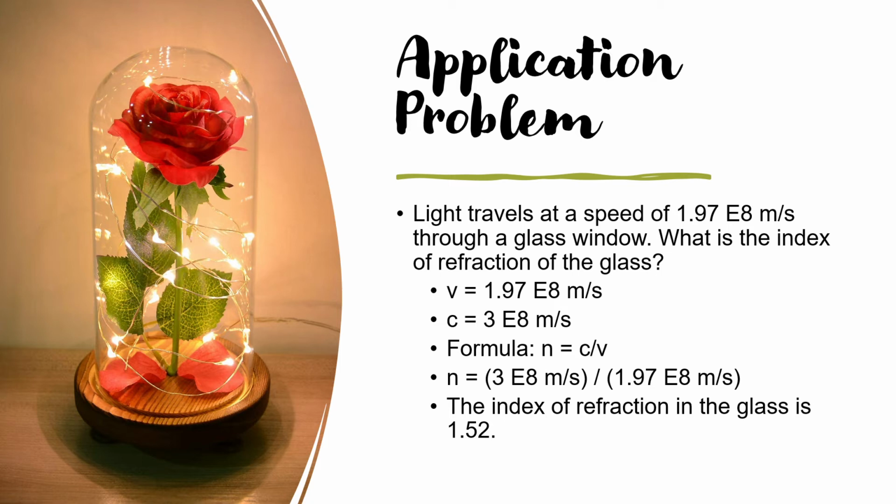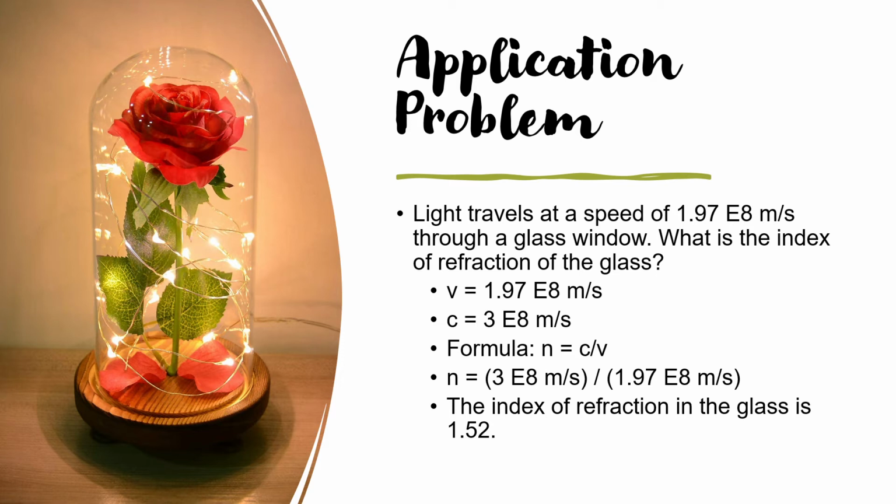Remember that the formula that I showed you in the previous part of this presentation was that the index of refraction, N, equals C divided by V. And right over here, we just substitute the information. Remember that when we have E8, for example, it will be 3 times 10 to the 8th power. So when you enter everything in your calculator, you will get the correct result. So what is the index of refraction of the glass? The index of refraction in the glass is 1.52.